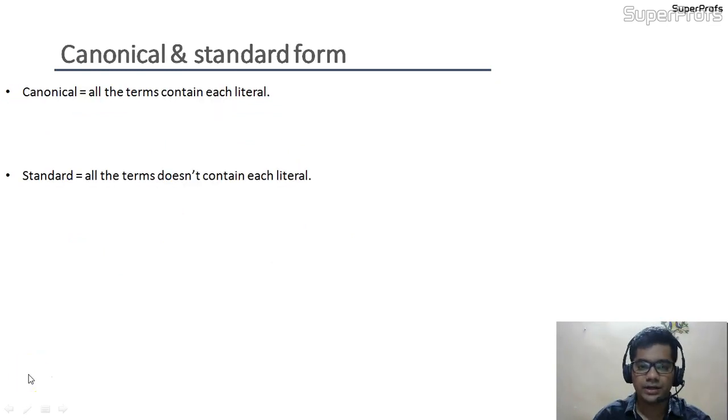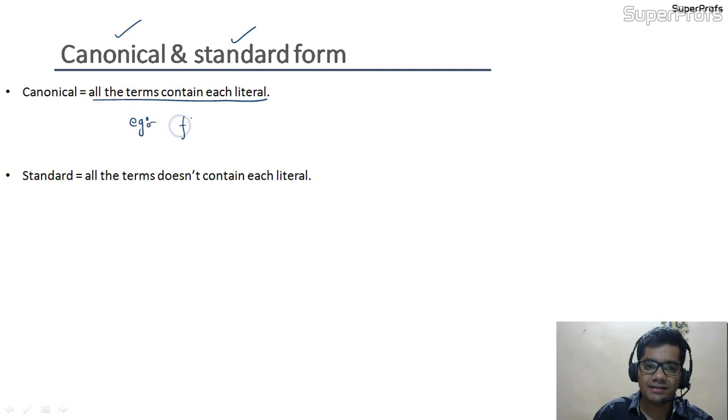Now the next point is canonical and standard form. First we are going to see what is canonical form, and next we are going to see what is standard form. In canonical form, all the terms contain each literal. Let us understand what it means with an example.